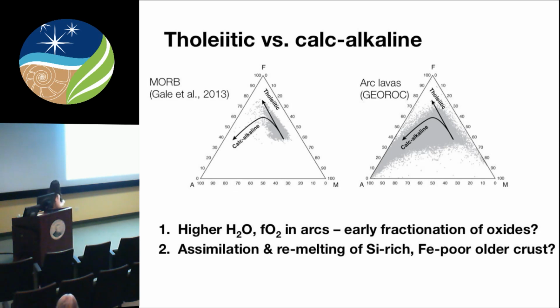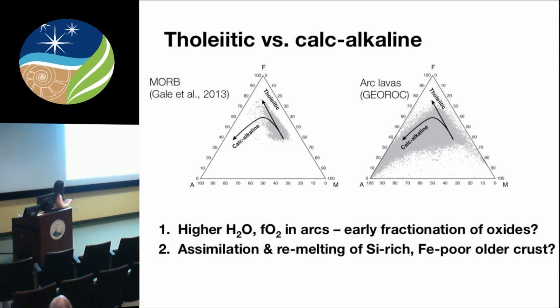So the first is perhaps higher water content, because we're in a subduction zone, or perhaps higher elevated oxygen fugacity can lead to the early precipitation of iron oxide minerals, and this can drive the melt to iron depletion. Or perhaps we are assimilating and remelting pre-existing crust, which is silica-rich and iron-poor. So these are two different hypotheses, and I think the community is still debating the relative roles of each.